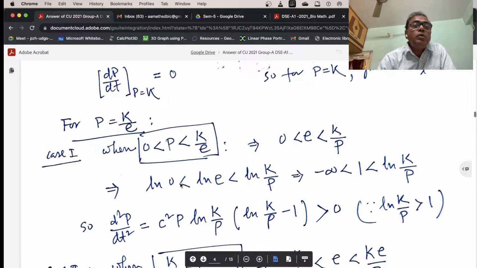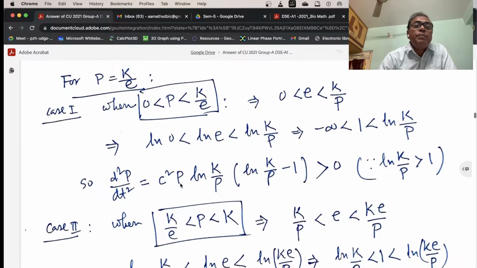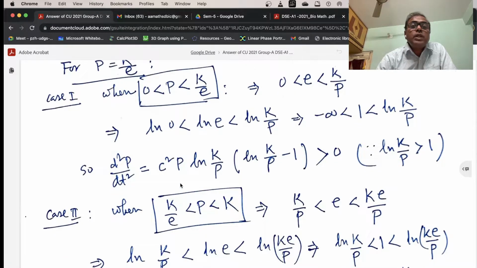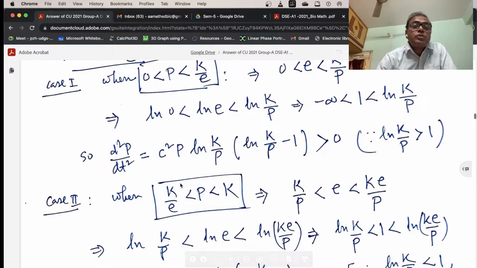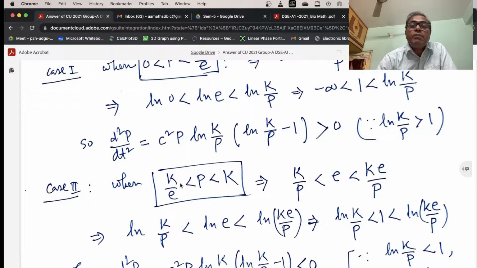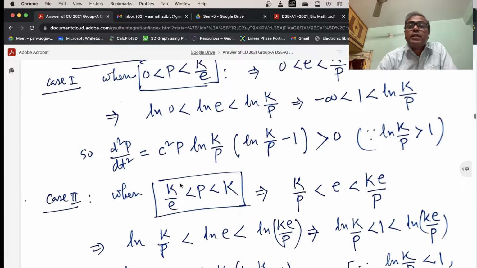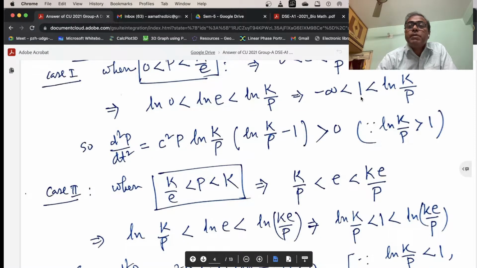So now for p equal to k by e, here we get two cases. When p lies between 0 and k by e, that is 0 less than e less than k by p. So taking log to the base e, ln 0 less than ln e less than ln k by p, that is minus infinity less than 1 less than ln k by p. And so d2p dt square equal to c square p ln k by p into ln k by p minus 1, obviously greater than 0, because ln k by p is positive. Here ln k by p is positive, greater than 1.